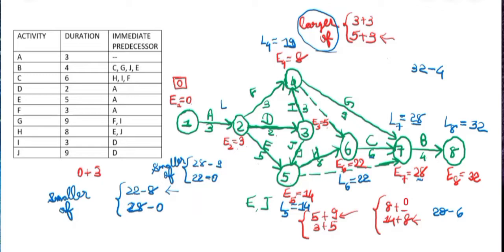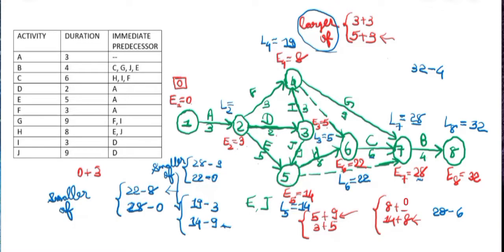Now we'll find our L3. For L3 also we are having 2 arrows, so the procedure remains the same, that is 19 minus 3 or 14 minus 9, and then we take the smaller value. So this will be our smaller value, hence L3 is 5.